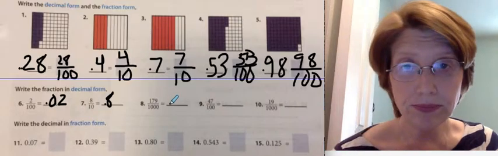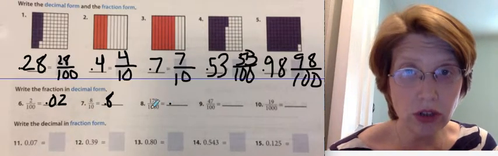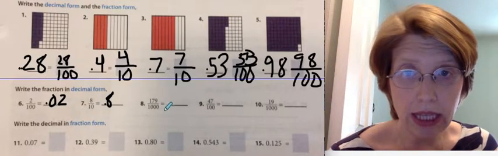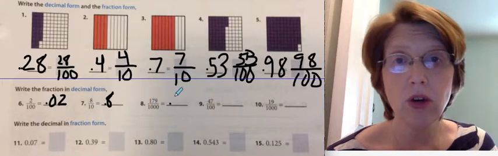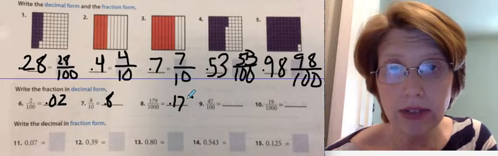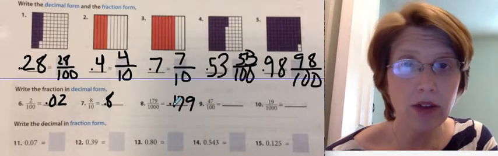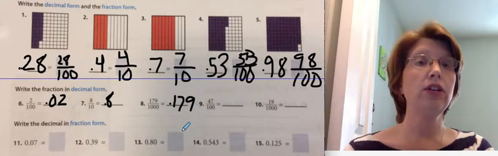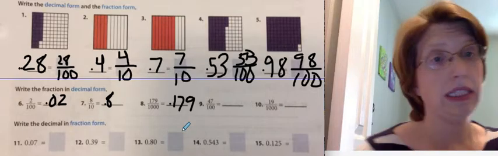This one, look at your numbers and your zeros. Do they line up? Yep, I have a number for every 0. So that means that I can just write 179, and I've got my decimal out front. That's going to be 179 thousandths.